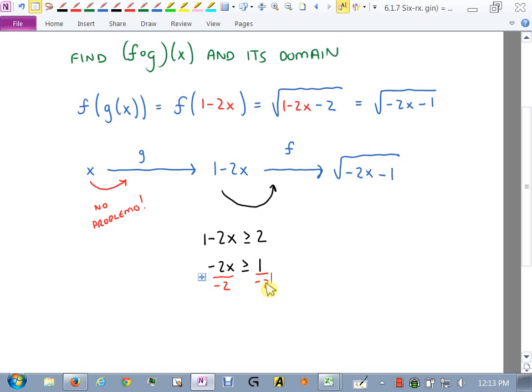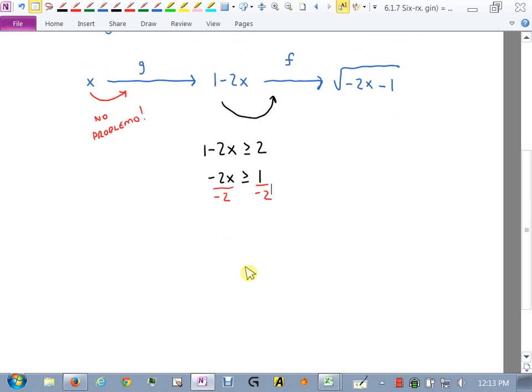Anybody remember what happens to an inequality symbol when you divide or multiply both sides by a negative number? It flips. Y'all remember that or not? If you forget that, it's wrong. When you multiply or divide an inequality by a negative number, the inequality symbol flips over. So the left side is x, but instead of greater than or equal to, it's less than or equal to negative 1/2. Flip.